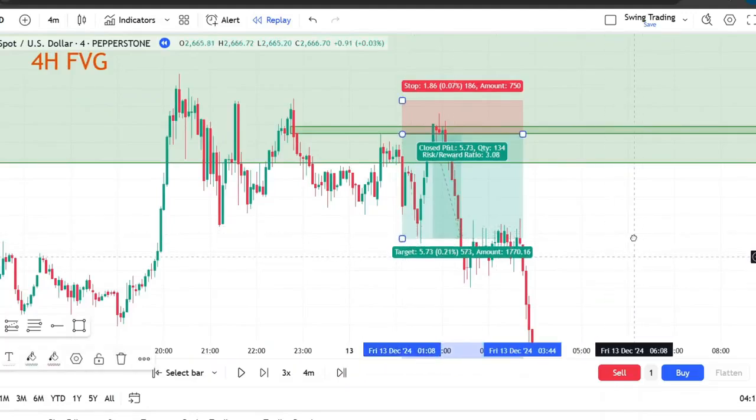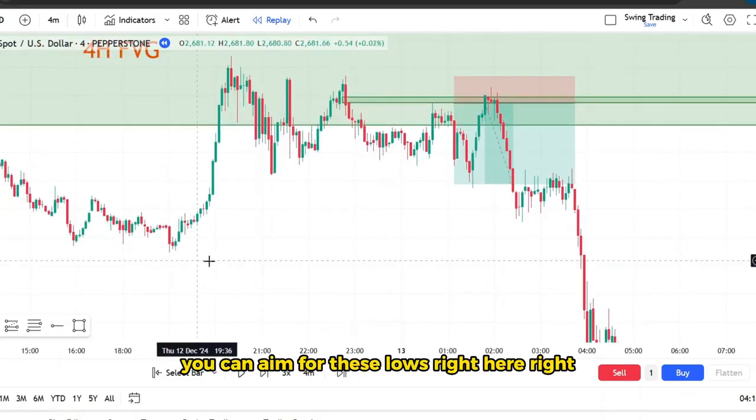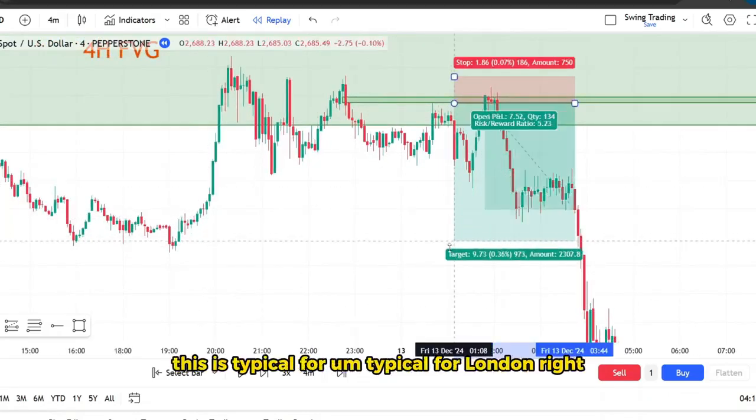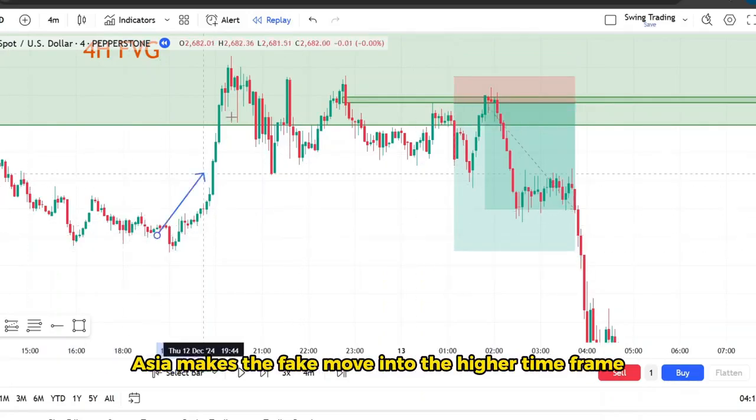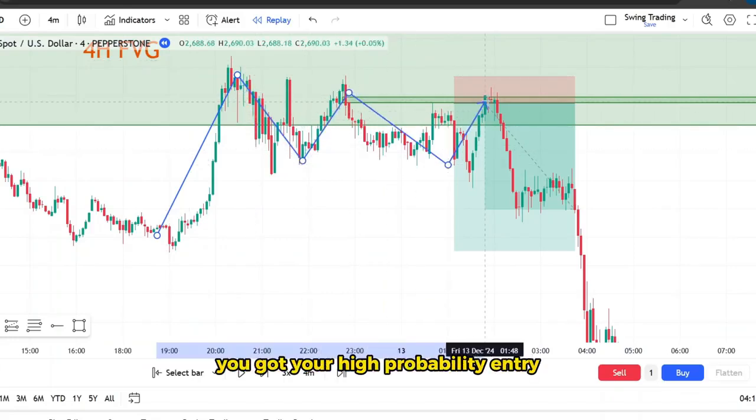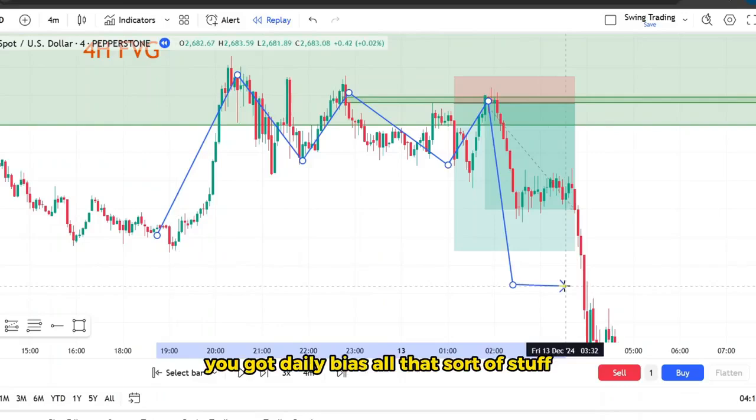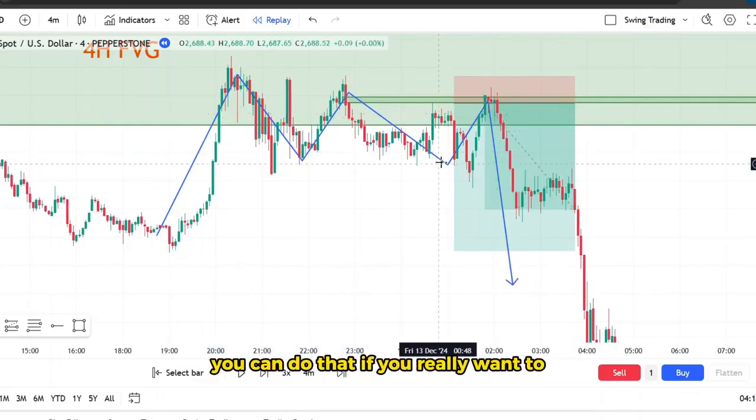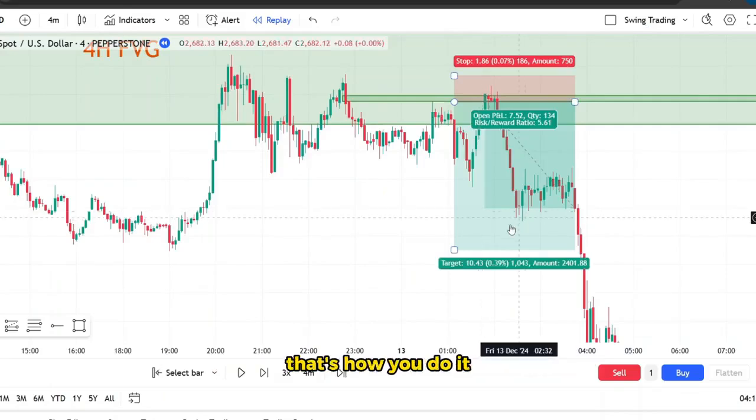If you were really confident and let's say you wanted to pass a prop firm challenge, now I'm not saying to do this, but if you wanted to, you could aim for these lows right here, right? Pretty easy Asia lows. So this is typical for London, right? So what happens? Asia makes the fake move into the higher time frame fair value gap. We consolidate a bit. You got your high probability entry, obvious liquidity there, right? Assuming you've got daily buys and all that sort of stuff. You can do that if you really want to. Now I'm not saying to do that, but some of you want to pass a prop firm in one day, that's how you do it.